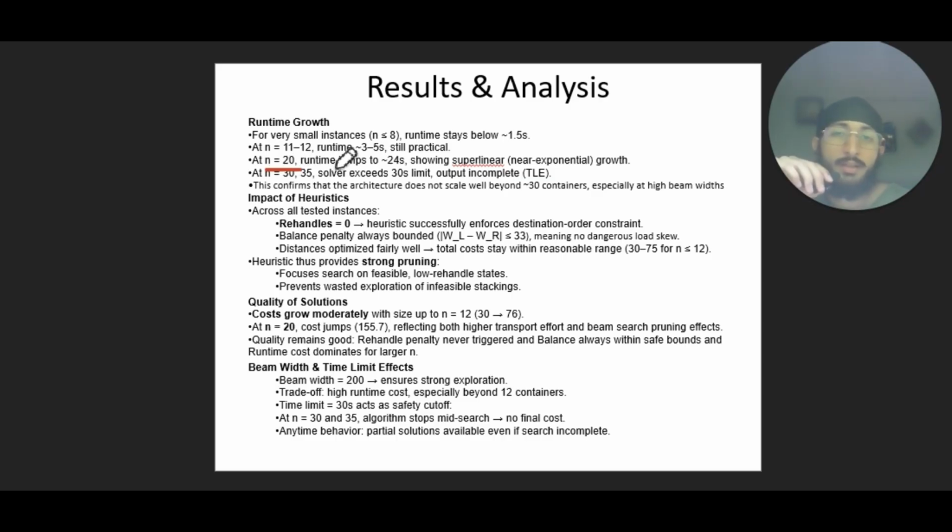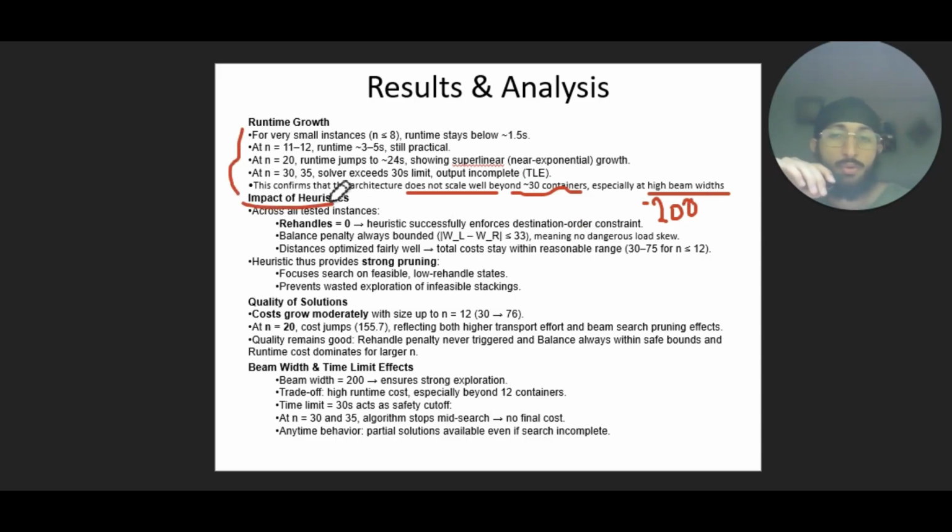At n equal to 20, runtime jumps to 24 seconds, showing near exponential growth. At n equal to 30 and 35, the solver exceeds the 30-second limit, which means that the output is incomplete since we have gotten a time limit exceeded. This confirms that the architecture does not scale well beyond 30 containers, especially at high beam width. So I've chosen high beam width of 200, right? That is the example that I've run it for.